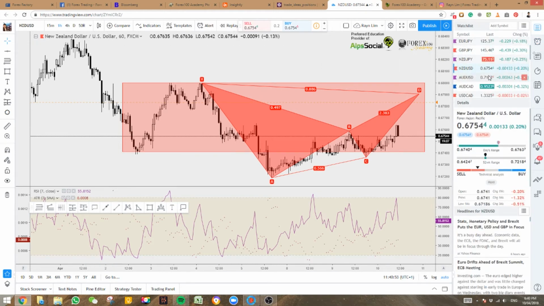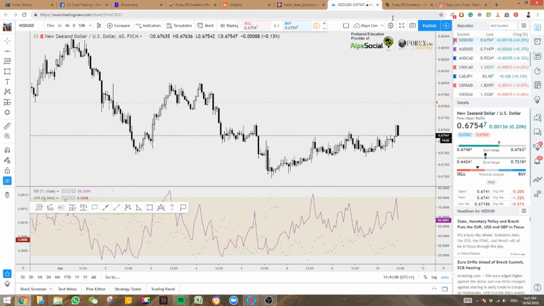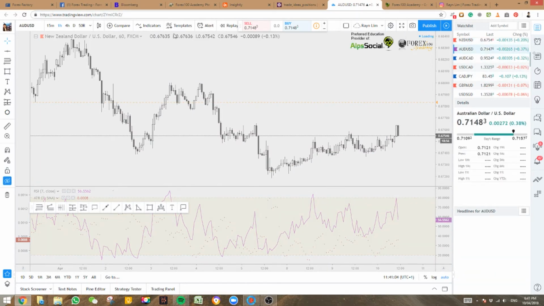So that's New Zealand dollar. 1, 2, 3, 4, 5. 5 more currency pairs to go. Any questions? Feel free to key that in before we end today's session. To the daily chart.